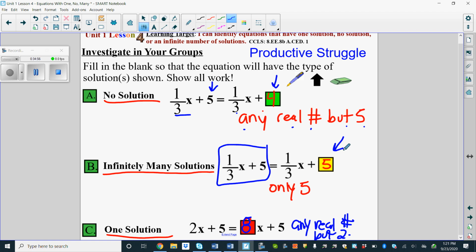And C is one solution. So we know that in order to have one solution, you need to have different x values. That's all that matters. It doesn't matter about these numbers being added. Okay, so in order to have this one solution, you know that it needs to be any real number but 2. Okay, so you could have picked any negative and any positive, just can't be 2.